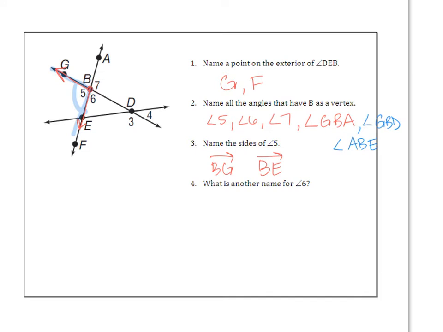Number 4, what's another name for angle 6? So angle 6 is this angle right here. Another way to name that angle, if you just think about tracing along, I could start here, I could go here, and I could go here. That would also be that same angle, angle 6. So that would be called angle EBD. Or you could reverse that and go angle DBE.